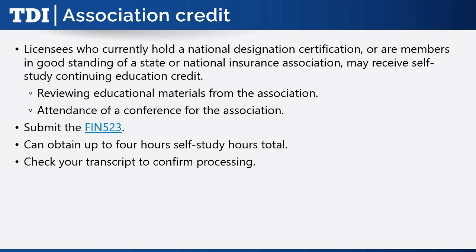One more way to obtain credit outside of the certified CE courses is through association credit. This is for licensees who currently hold a national designation or are members of a national insurance association. And you can receive up to 4 hours of self-study credit per term by completing the FIN 523, indicating that you either attended a conference for the association or reviewed educational materials published by that association.